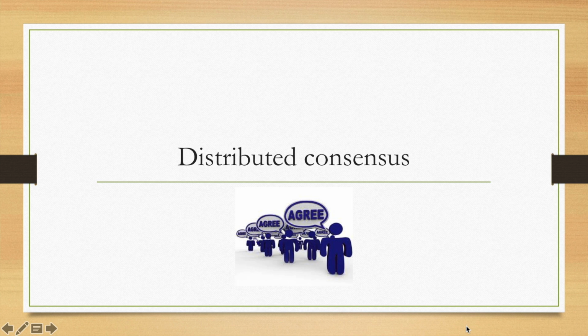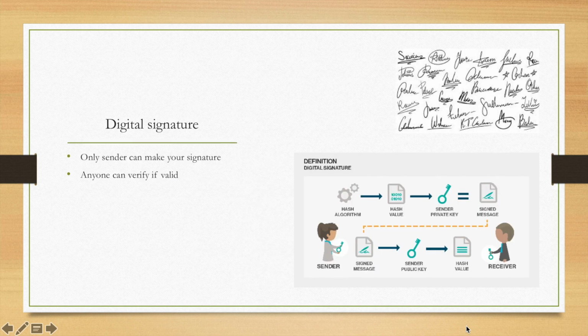Another important concept introduced by blockchain is distributed consensus. To introduce it, we need to understand the digital signature. It is just like the signature we usually put on notes, documents, or personal checks, which is used to identify that you signed that document. A digital signature has two features. One is that only the sender can make the signature. The other is that anyone can verify whether the signature is valid.